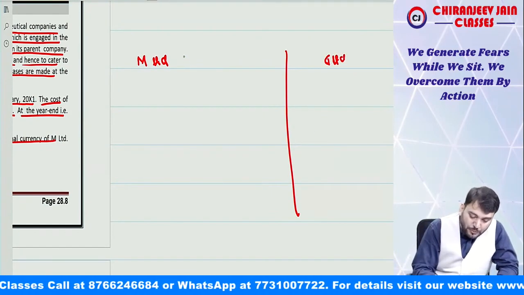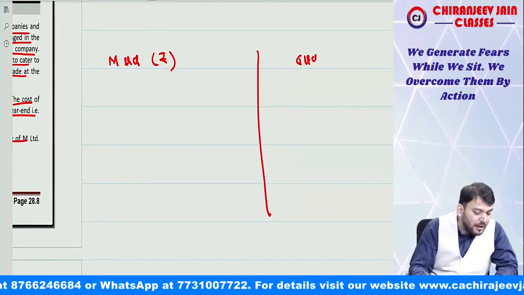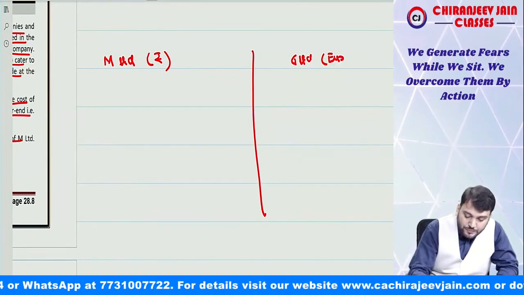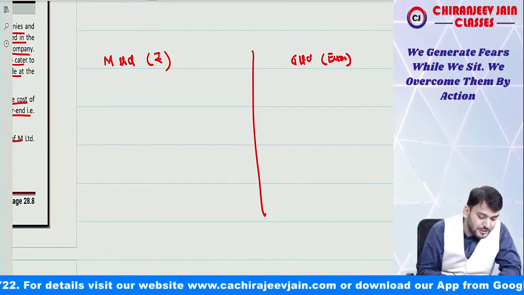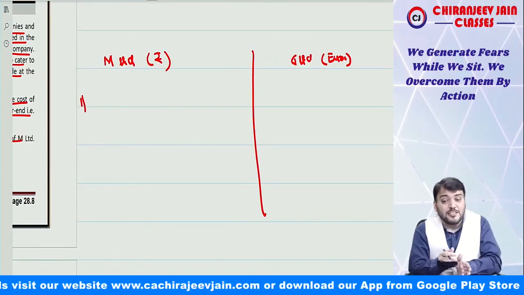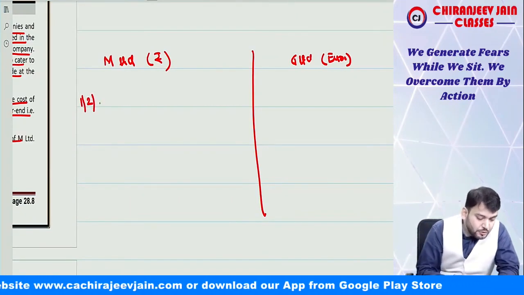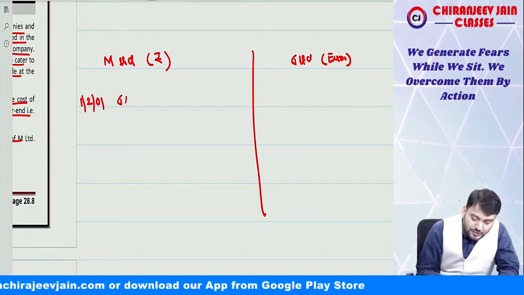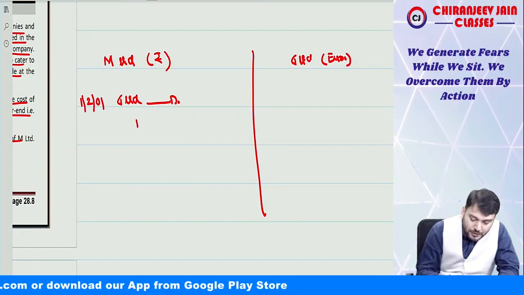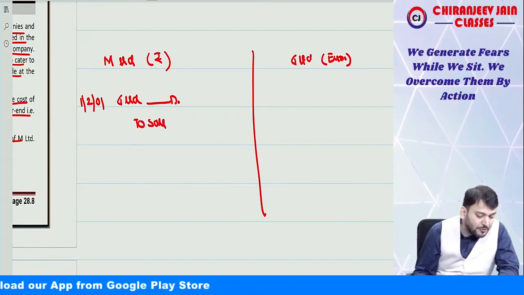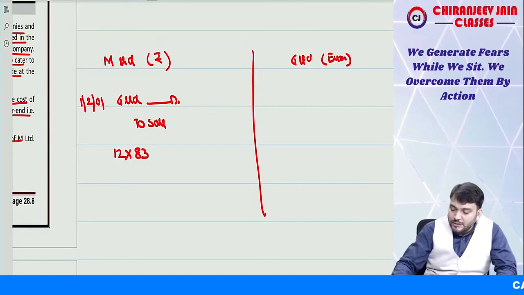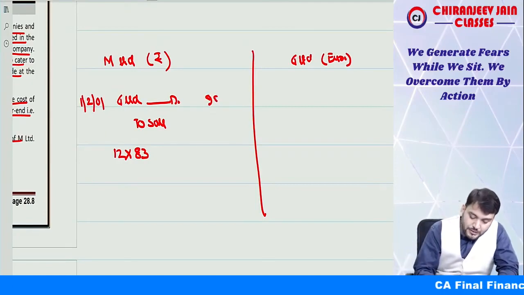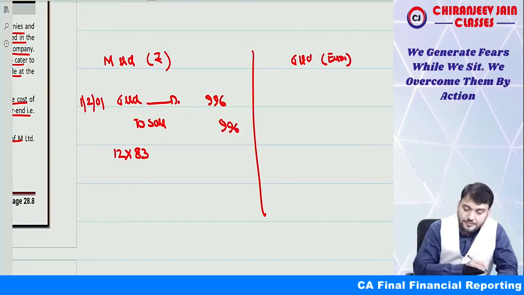Can I say M Limited will do in rupees and G Limited will do in euro? Yes, sir. So what is the first journal entry when it was sold on 1st Feb? M Limited has sold to G Limited. Journal entry: G Limited account debit to sale, and it was sold at 12 lakh euro. So it is 12 lakh into 83, the date of transaction rate. So 12 into 83 is equal to 996. Correct. Understood.